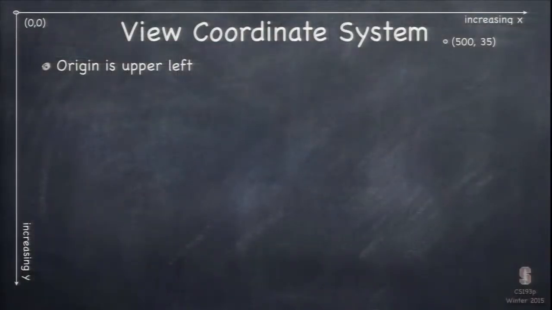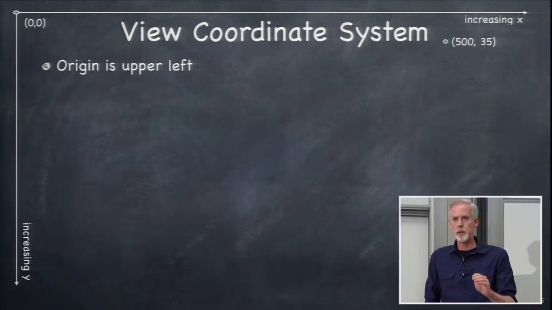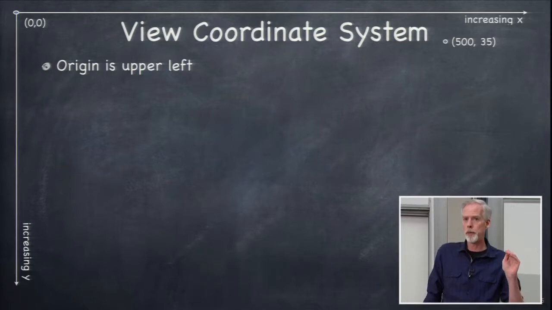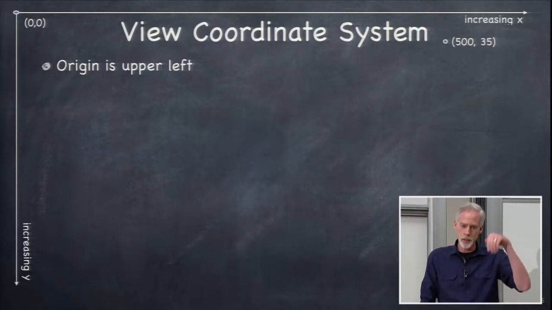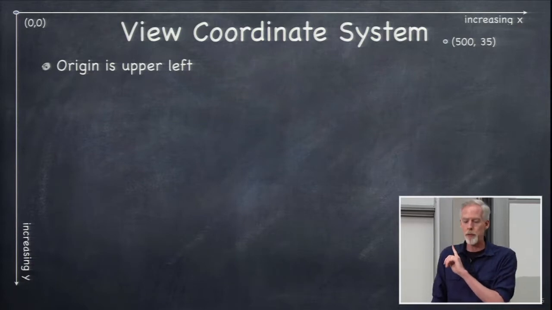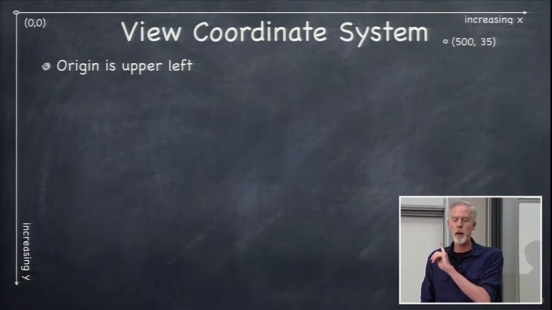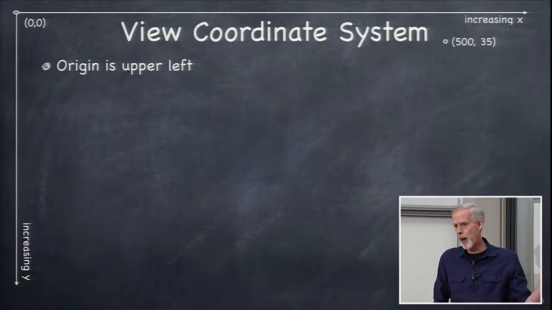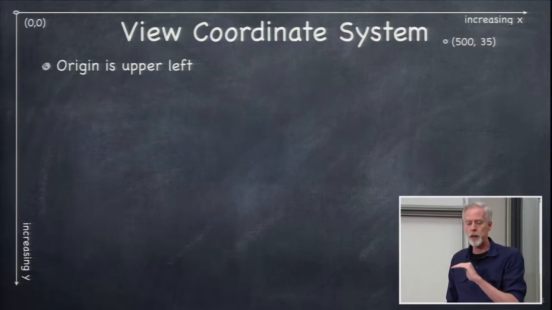So let's talk about the view's coordinate system itself. First of all, origin upper left. Some of you might be used to origin lower left, like Cartesian coordinates, but the origin you use in a view is in the upper left. That means increasing y is down the screen, and increasing x is across. So I put an example over there, 500, 35. It's 500 across and only 35 down from the upper left.